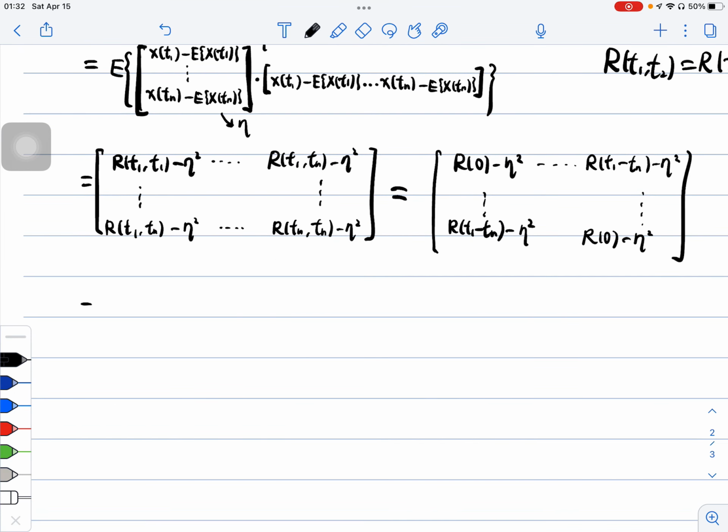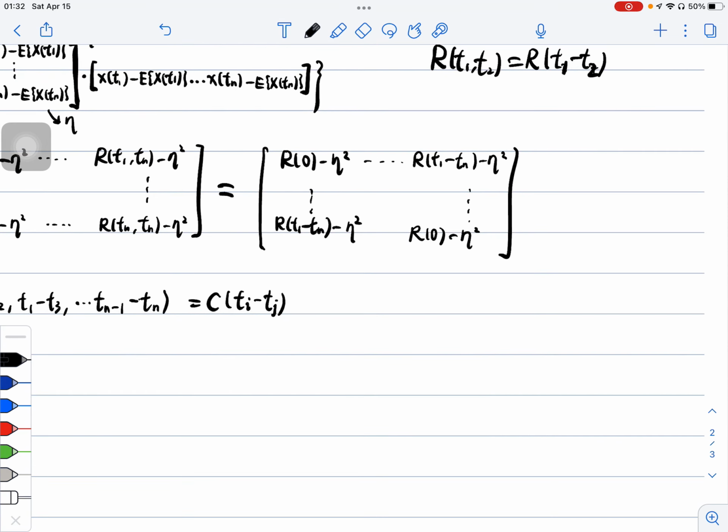Now we can rewrite it as C(t1 minus t2, t1 minus t3, and so on until t(n minus 1) minus tn), just minus them one by one. So it is C(ti minus tj). We just use this to simplify it, for i not equal to j and i, j are from 1 to n.